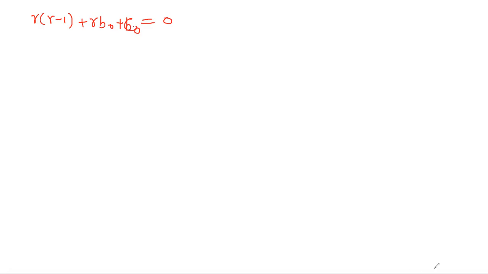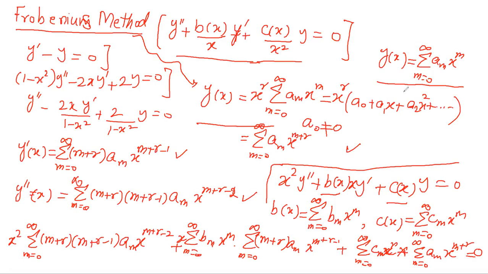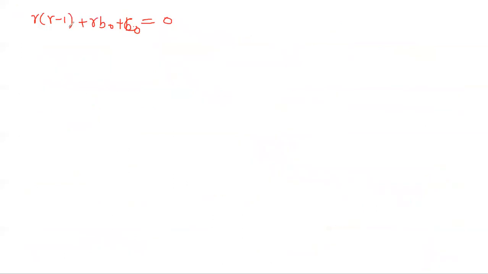Remember that r was the only difference between the traditional method and the Frobenius method. So r is an additional term in this Frobenius method. By this equation, we can determine the value of r. Okay. So as a theory, then we will have three cases.